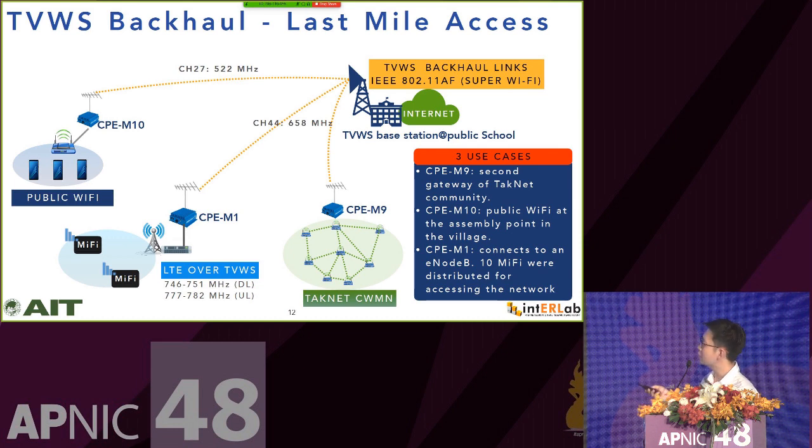The first use case, we try to integrate the TV white space backhaul as last mile access to the existing community network called TakNet. In this use case, we use the TV white space as a second internet gateway to access the internet. And then the second village, M1, we integrated with the LTE small cell, which is also running over TV white space, using the frequency on the 700 megahertz band. We also have a MiFi, like a pocket Wi-Fi, to provide the Wi-Fi signal to the end users. And the last one is another use case, because this village is quite far away and quite isolated. We set up a public Wi-Fi for people passing by, so they can access the internet.